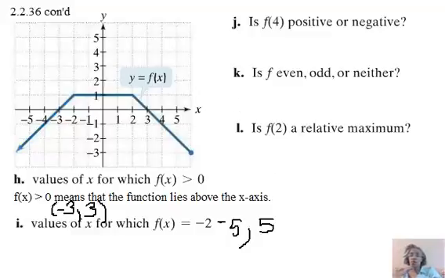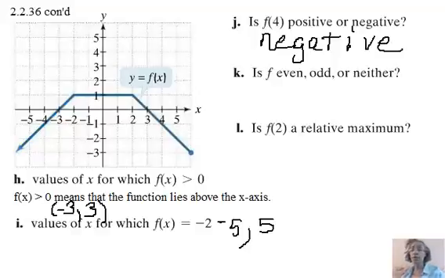Is f of 4 positive or negative? Well, let's find f of 4. Here's 4. Now let's move vertically until we hit the graph. And we see that we are lying below the x-axis. So that means that this y value is negative. The graph is below the x-axis when x is 4.